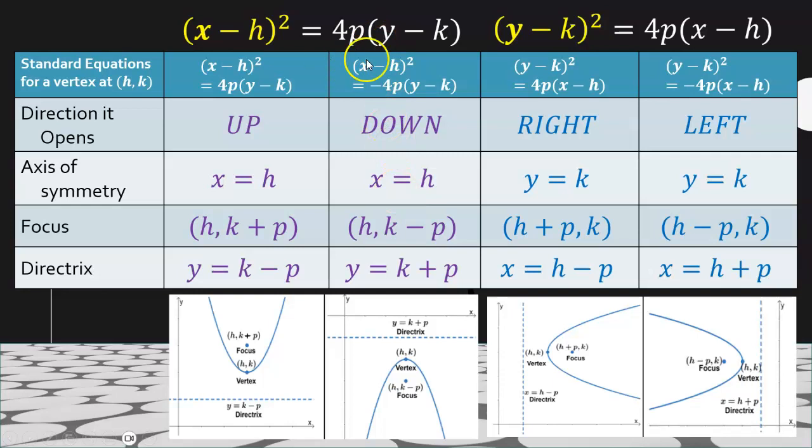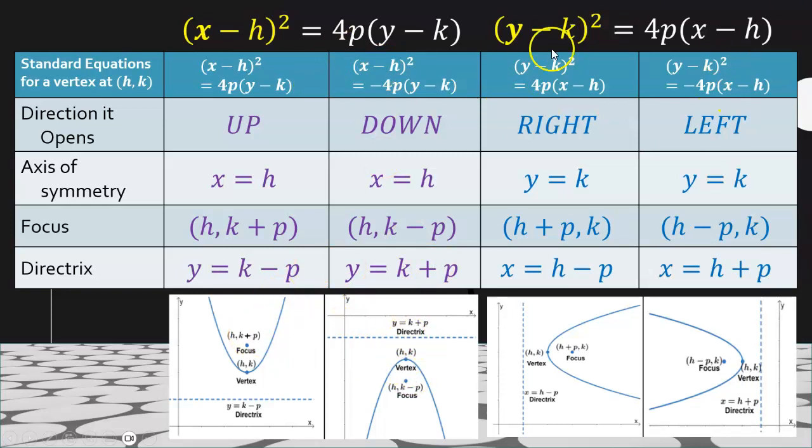If the 4p value is negative, the parabola is going to open downwards. And again, just to point out, think about the standard equation for a parabola: ax squared plus bx plus c. It's the x that's being squared. So for these first two columns, it's the x values that are being squared. That's how you know it's going to open upwards or downwards.